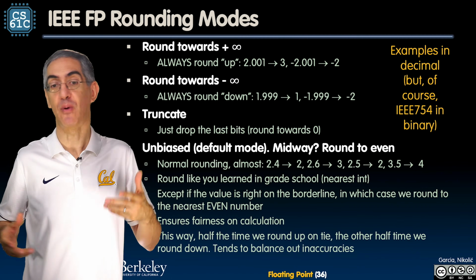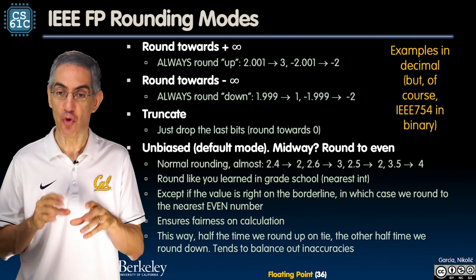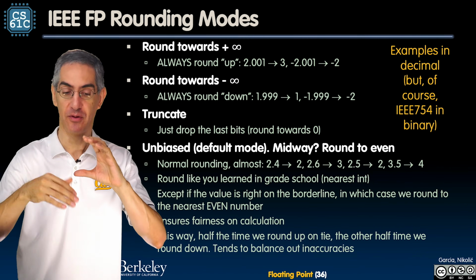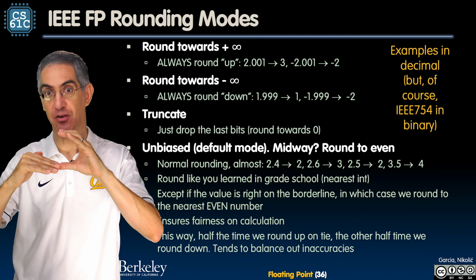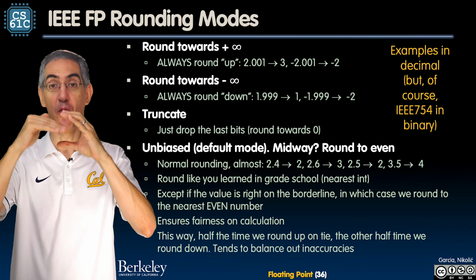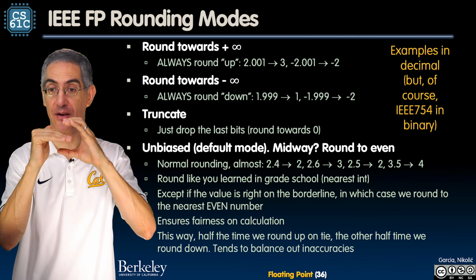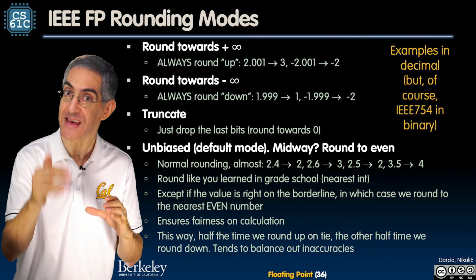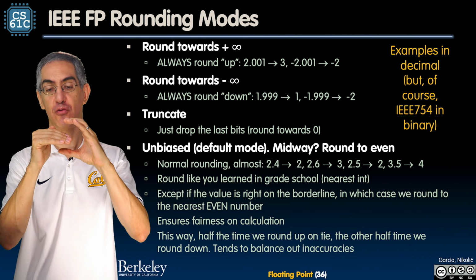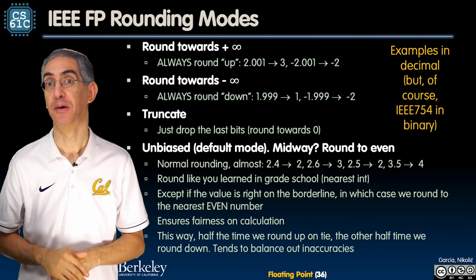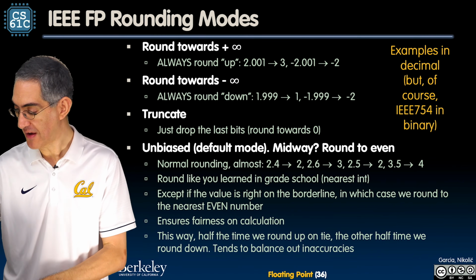So here's the case when you're in the middle. So normal rounding, 2.4, again, this is in decimal, is less than halfway, so it would round down to 2. 2.6 is more than halfway, so it would round up. 2.5 is exactly in the middle, so that one is going to round toward the even number. So that rounds to 2, but 3.5 would round to 4. Nice. So think about this.